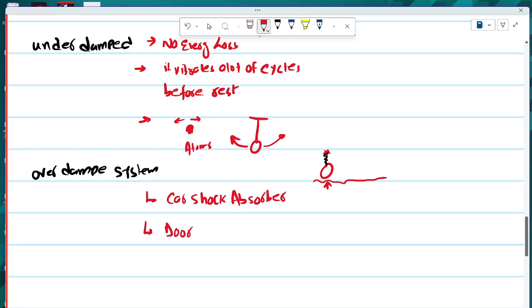Another crude example can be a door. When you close the door, you expect the door to stop immediately instead of vibrating a few cycles and then coming to rest. Nobody wants such a door. Another is the shock absorber, suspension system. In big machinery, you have the underground shock absorbers. So that is also a kind of critically damped system, not the overdamped. Sorry, critically damped system.